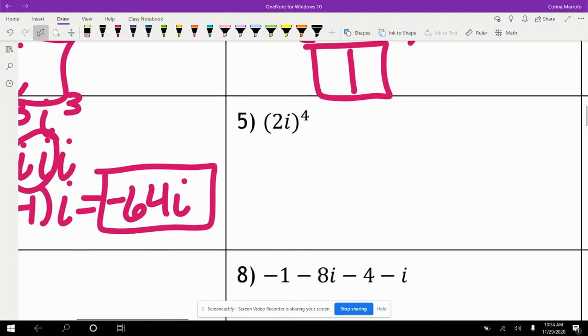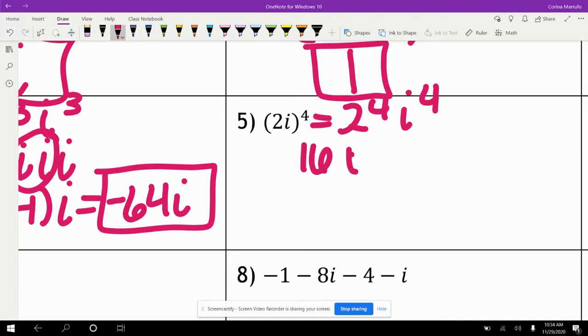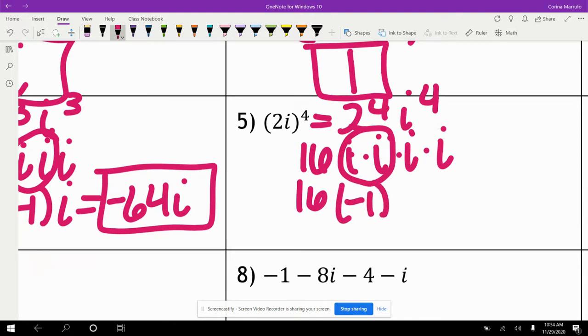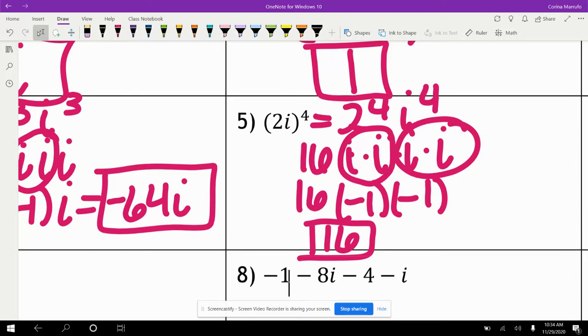So let's try the next one. This one's 2i to the fourth power. Not only do we have to put the 2 to the fourth power, but we also have to put the i to the fourth power. Now 2 to the fourth power, if we put that in our calculators, gives us 16. And then we break down the i's: i times i times i times i. Now we group them together. Remember, for every two i's, that gives us a -1. These two give us -1, and two negatives make a positive. So 16 times -1 times -1 is going to give us a +16.